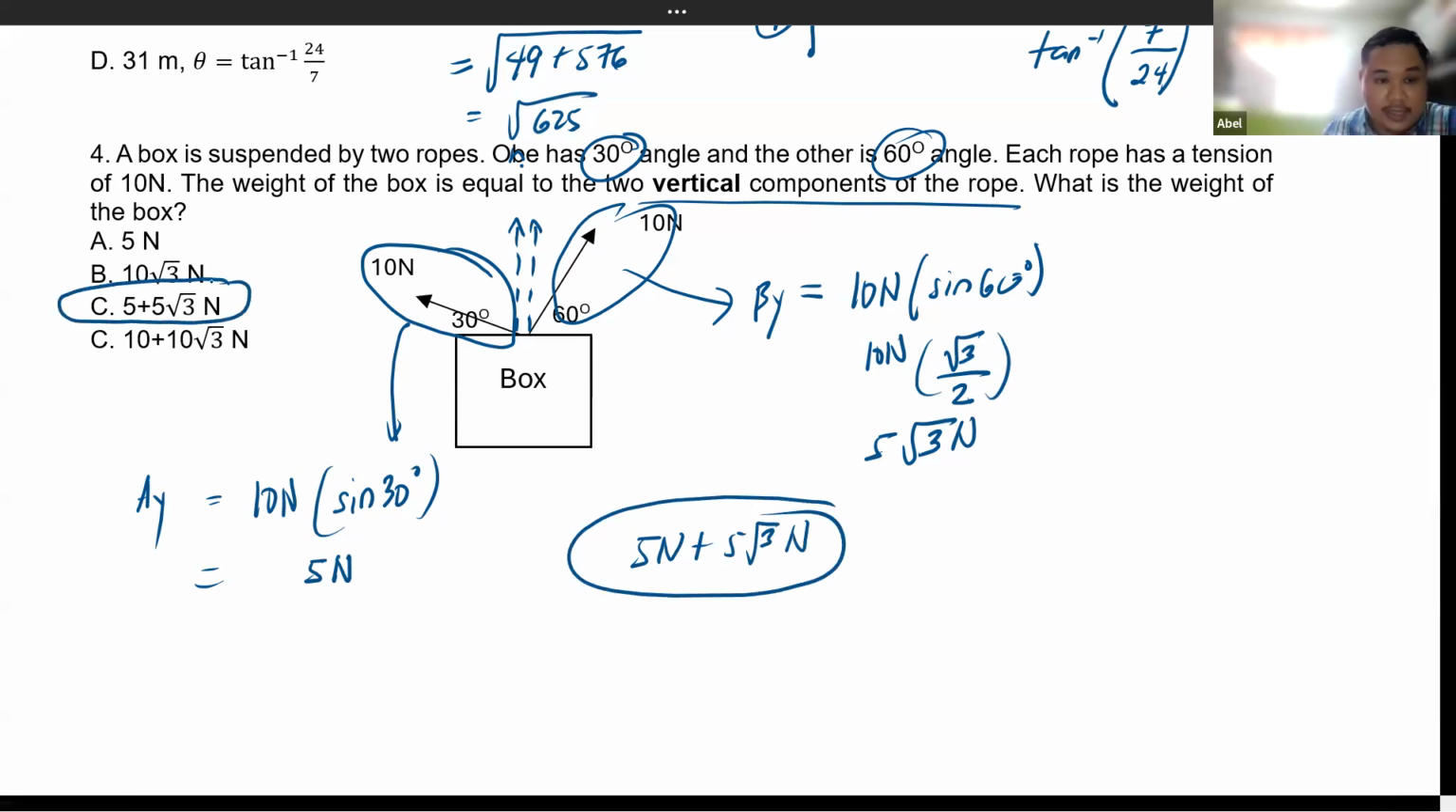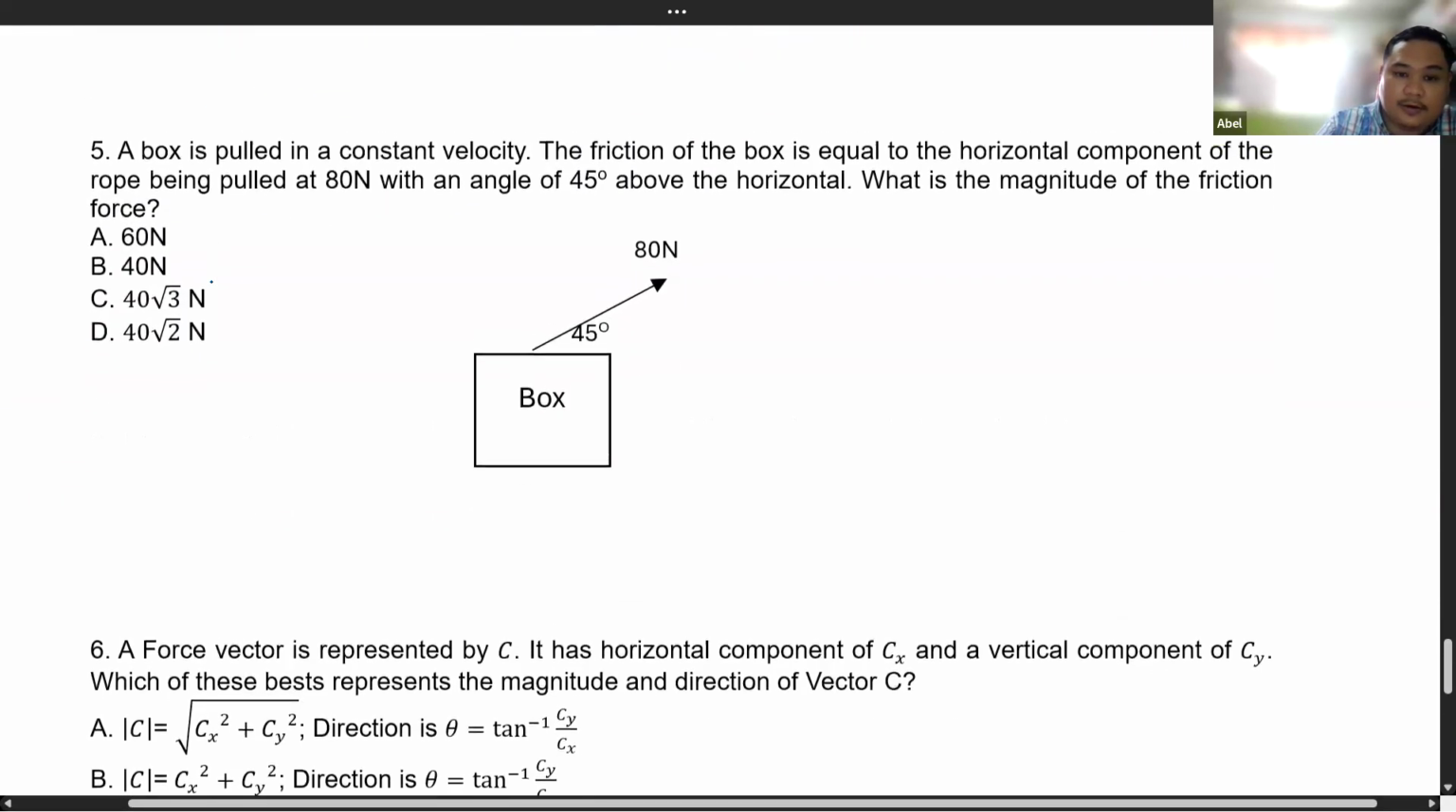Take note that you cannot add 5 plus 5. You cannot add these because this one is 5 root 3 and the other one is 5. You cannot just say 10 root 3 Newton. No, you cannot do that because you cannot add these two numbers. Okay? Now, how about number 5?